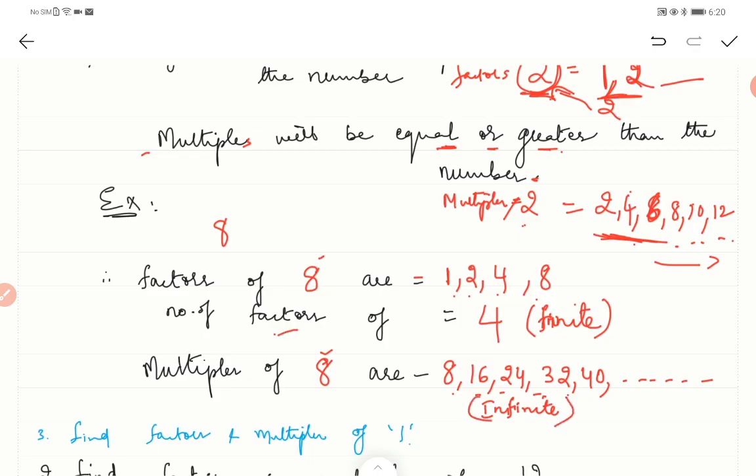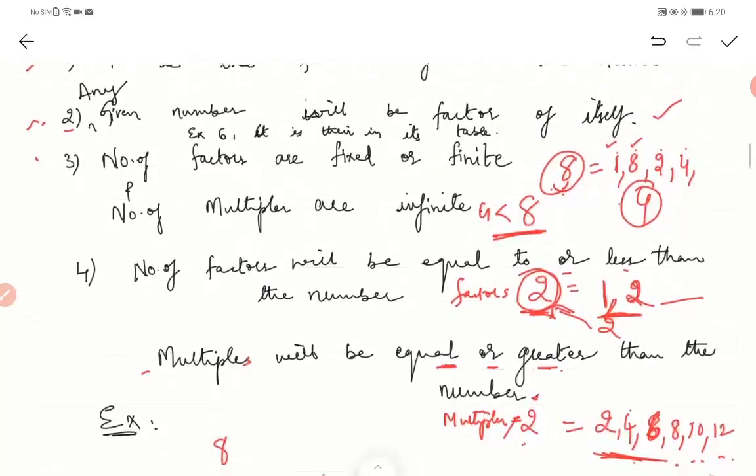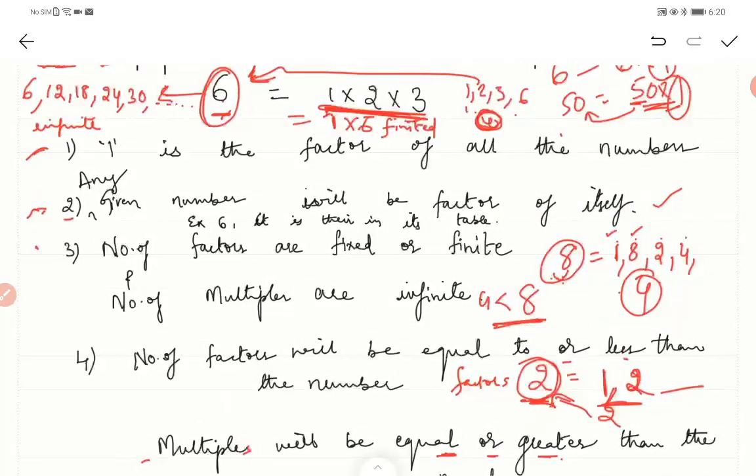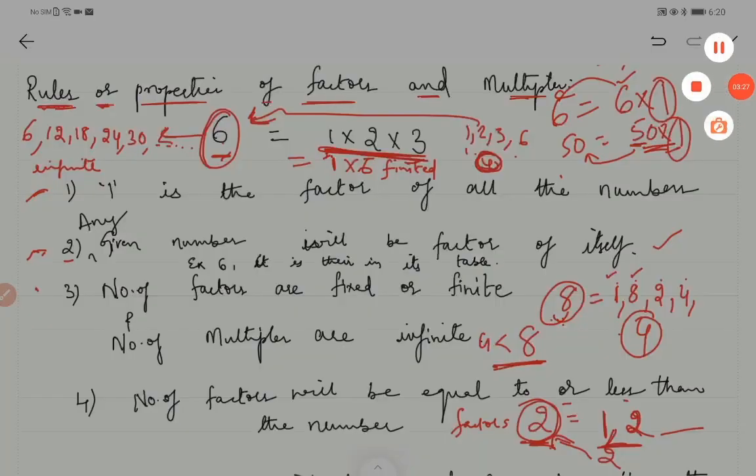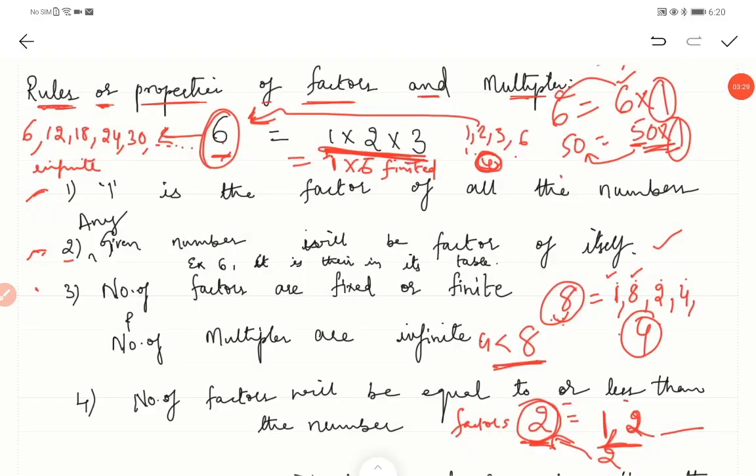These are the rules I explained, or you can say properties, of factors and multiples. We can discuss this again in our class.